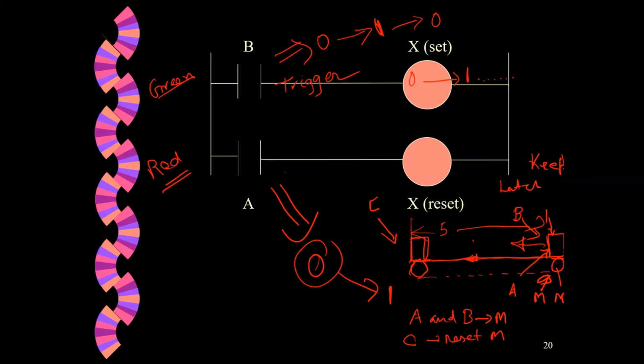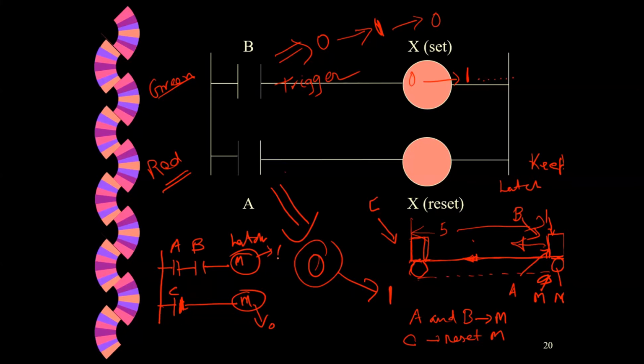Okay, so if I have to redraw, this would be A and B, M as a latch. Okay, and C reset M to 0. This turns it 1.